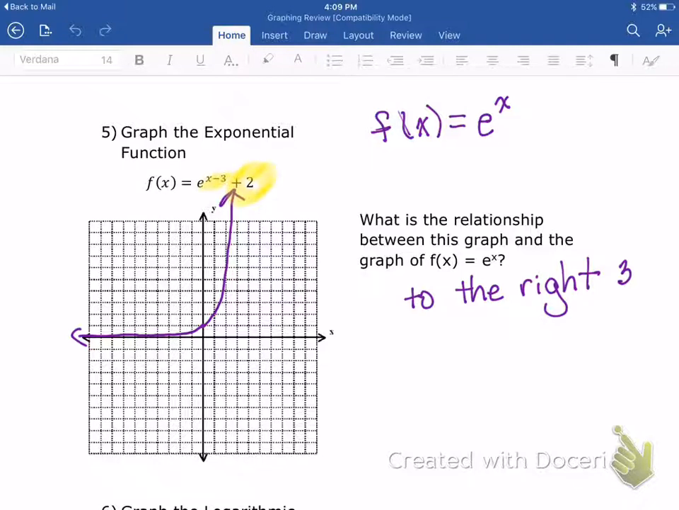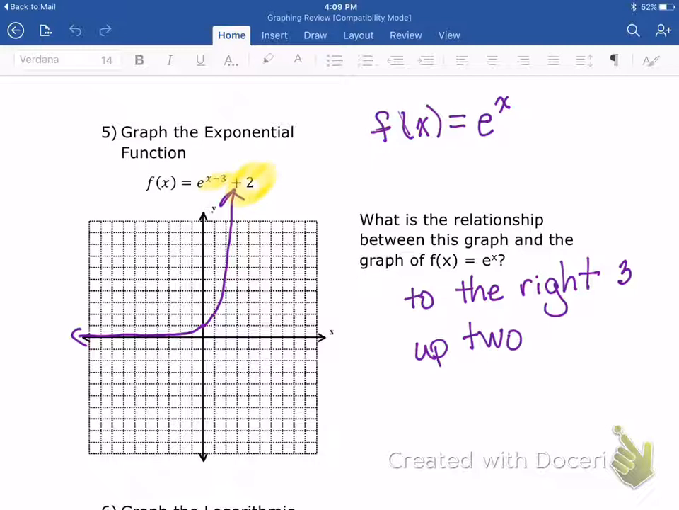Now the plus 2 focuses on our y, so that is up and down. Okay, and whenever we deal with the y value or the up and down, it is true to the value. So our graph is going to move to the right 3 spaces and up 2 spaces.